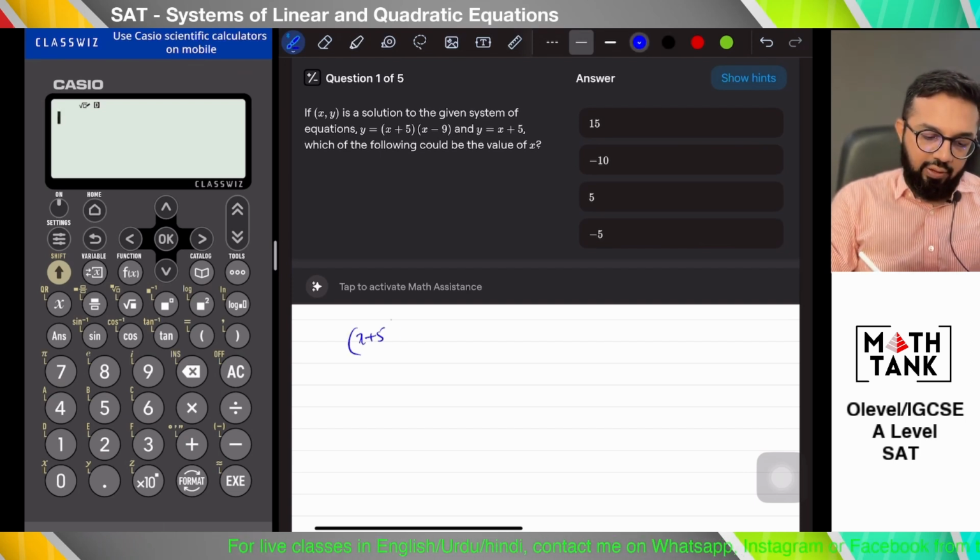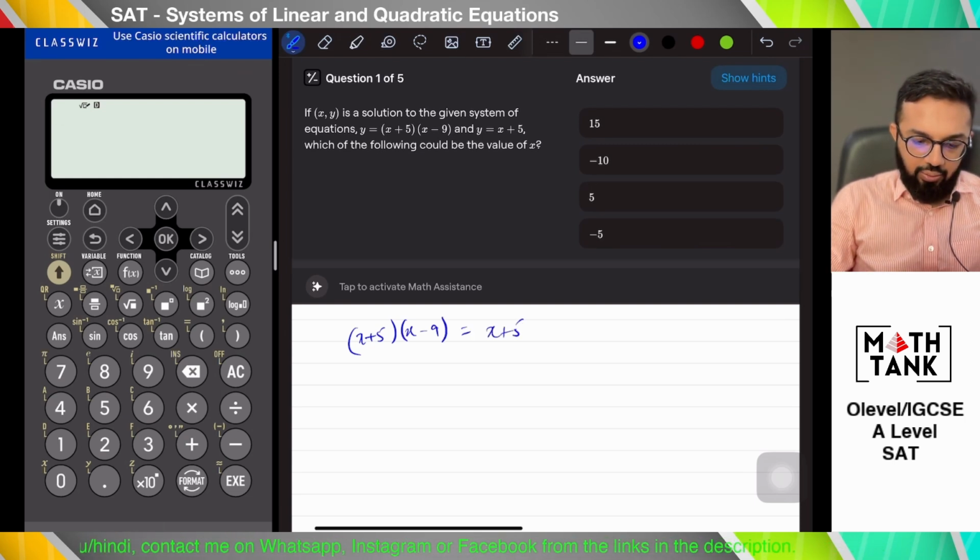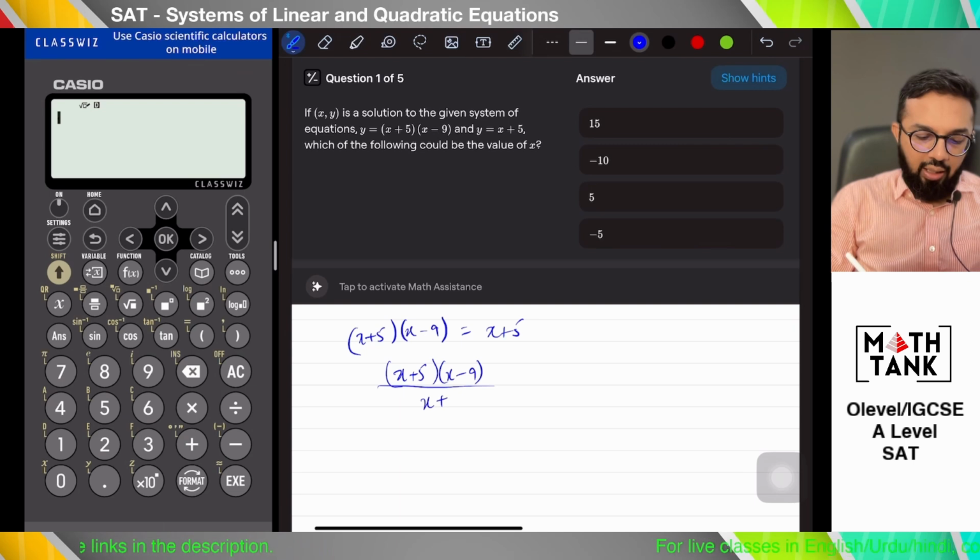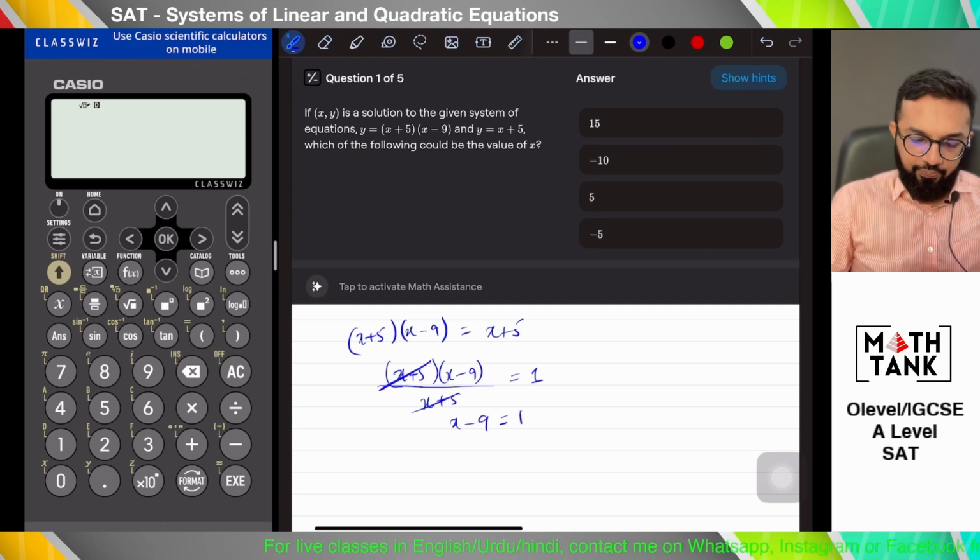x plus 5 and x minus 9 equals x plus 5. Now I know for a fact that one thing I could do is bring it here and cancel out, and I think that should work in this case. Otherwise, I would have to expand everything and solve it. But this is a quicker way of doing it. So x minus 9 equals 1 and x equals 10.